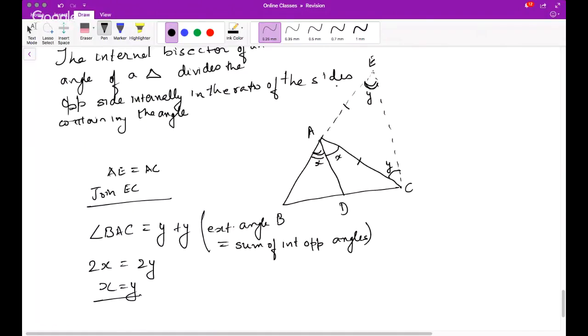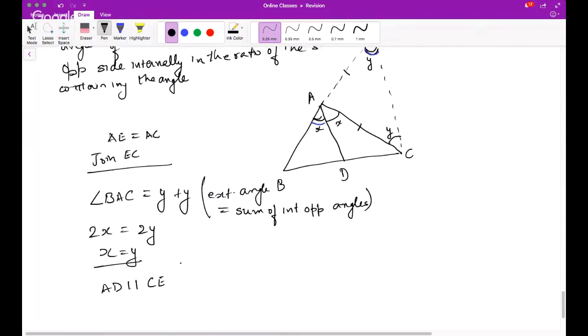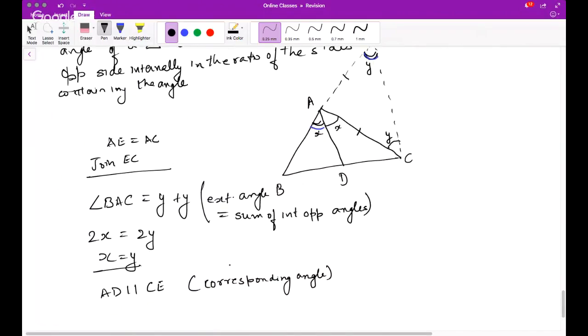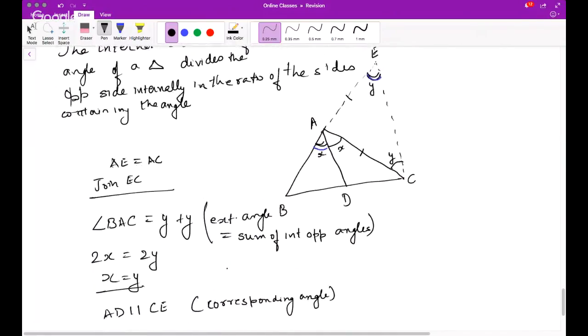Let me mark it with blue color. So this angle is equal to this angle. Now, what does this mean? The moment I say that, what is the inference? So if x equals y, we can say that AD is parallel to CE. Why is that? Because these are corresponding angles. Corresponding angles. So hence, AD is parallel to CE.